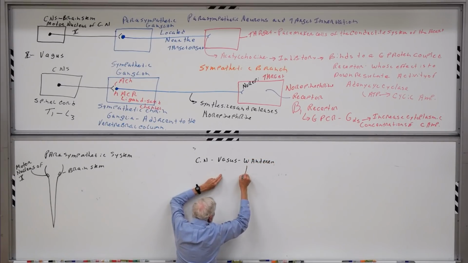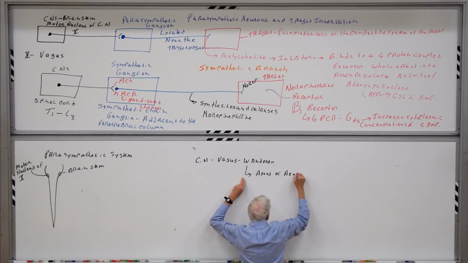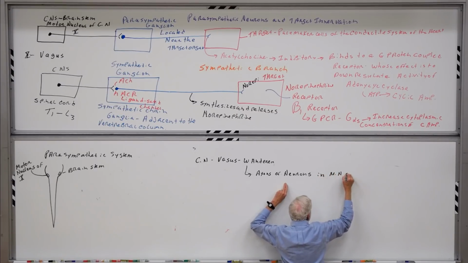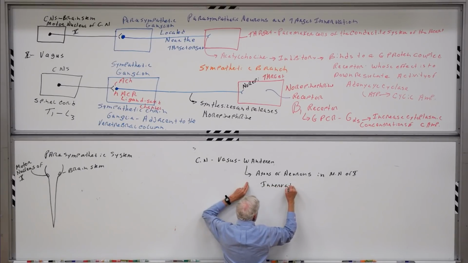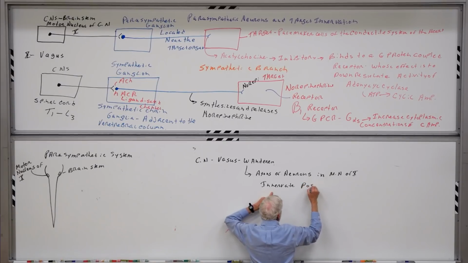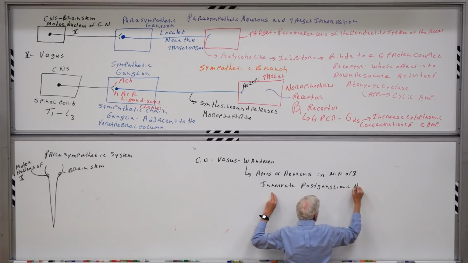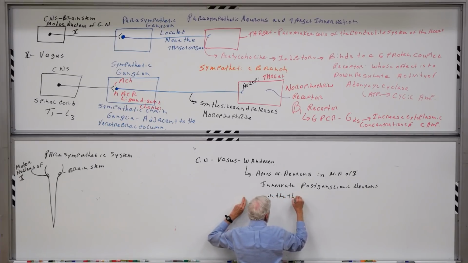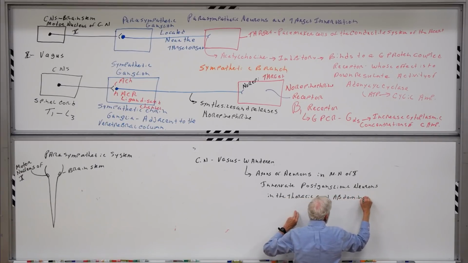And one of the reasons that it has this name is that axons of neurons in the motor nucleus of 10 innervate postganglionic neurons in the thoracic and abdominal cavities.